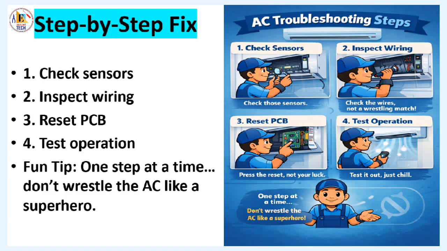Step-by-step troubleshooting guide. Now let's fix it calmly and professionally. Step 1. Check all communication sensors and connectors. Step 2. Inspect wiring between indoor and outdoor units for looseness, damage, or burns. Step 3. Reset the system PCB by switching off the power completely and restarting after a few minutes. Step 4. Test the unit operation and confirm stable communication.